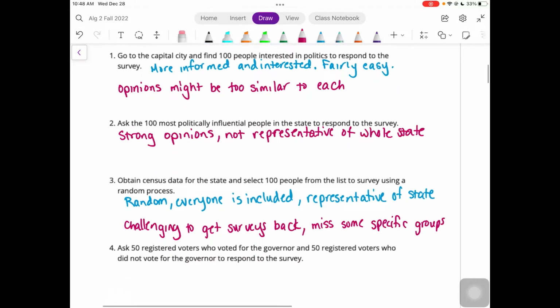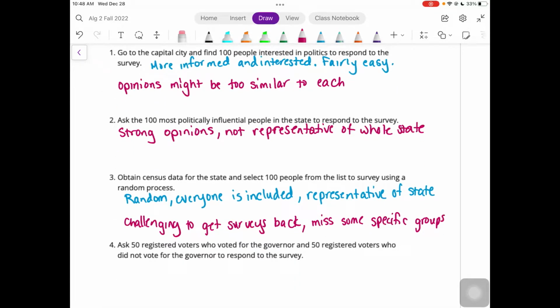And then number 4, ask 50 registered voters who voted for the governor and 50 registered voters who did not vote for the governor to respond to the survey. Well, first of all, it does force opposing views. So you're at least not getting all the same opinion. But it doesn't include anybody who's not registered. So that's not necessarily representative of the whole state.